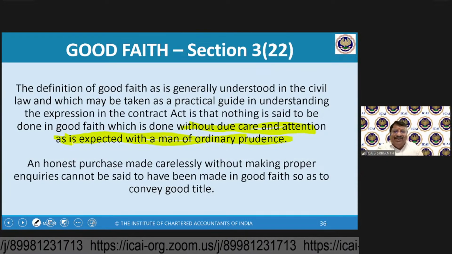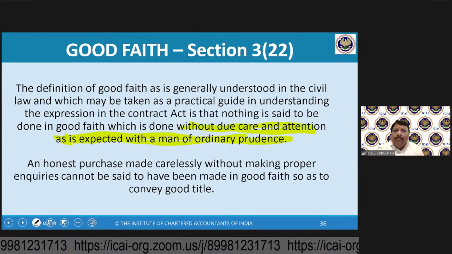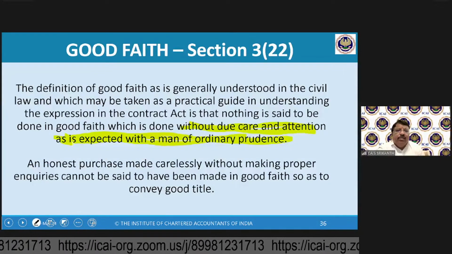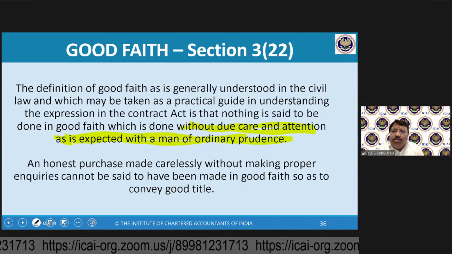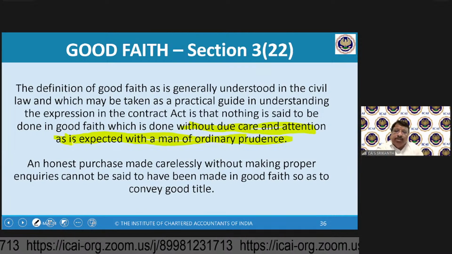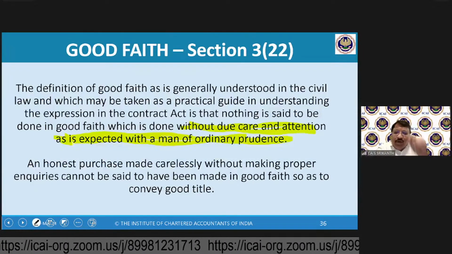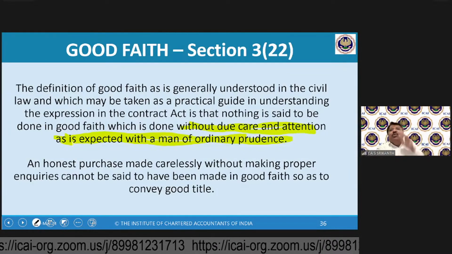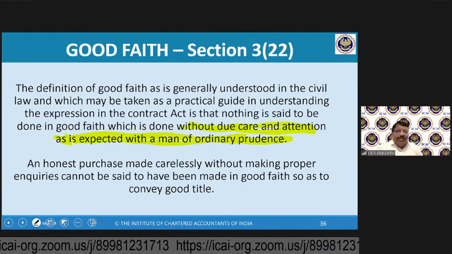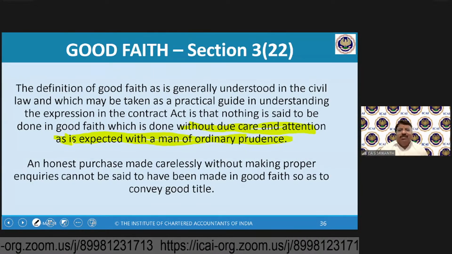Are you now able to understand? Is that good faith? No, sir. Without due care and attention, as is expected of them. Then he was calling me, he said, I believe that it is you. I said, you believe it is me is not enough. Did you ask me if it is me? This is what a man of ordinary prudence will do. Okay, I'm giving this example to help you understand what is due care and attention.